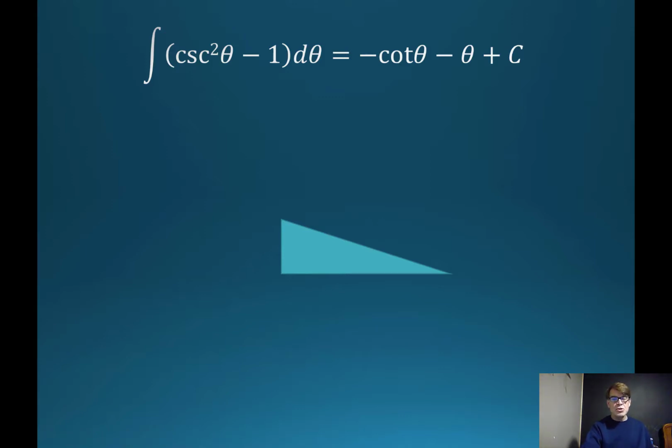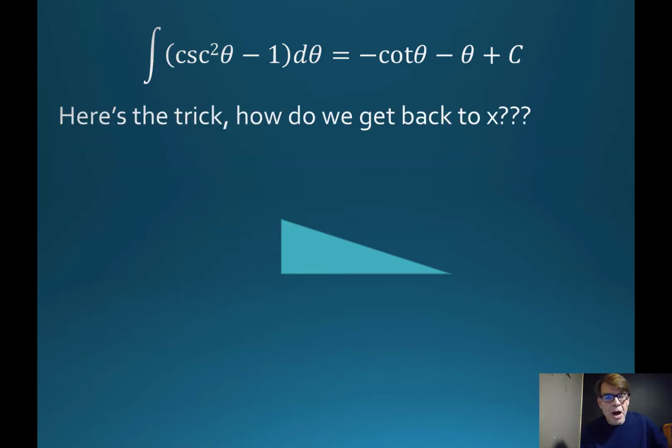All right, so now here's the problem. We need to get it back to x. We need to get out of the taxi, right? We got into this sine theta taxi, and it worked, right? It's kind of like a trick, except it's not a trick. It actually works because of triangles and circles, right? The unit circle has sines and cosines equivalents as well. So it works because of those things. But how do we get back to x?